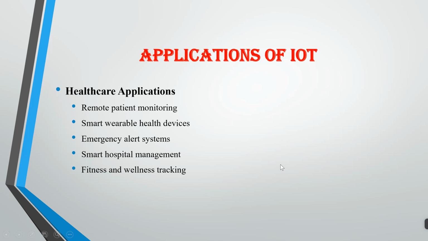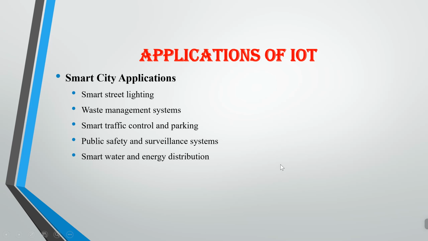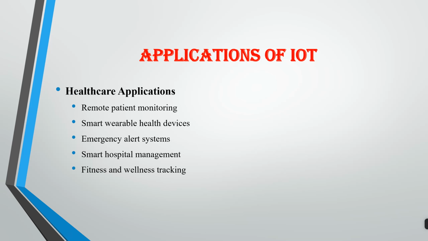So this talks about the application of IoT in smart city applications. Then IoT plays a very important role in healthcare applications, like monitoring of a patient at a remote place. Then by wearing smart wearable health devices, nowadays we get a smart watch, it keeps on measuring your pulse rate, heartbeat, your walking styles, your energy burning.